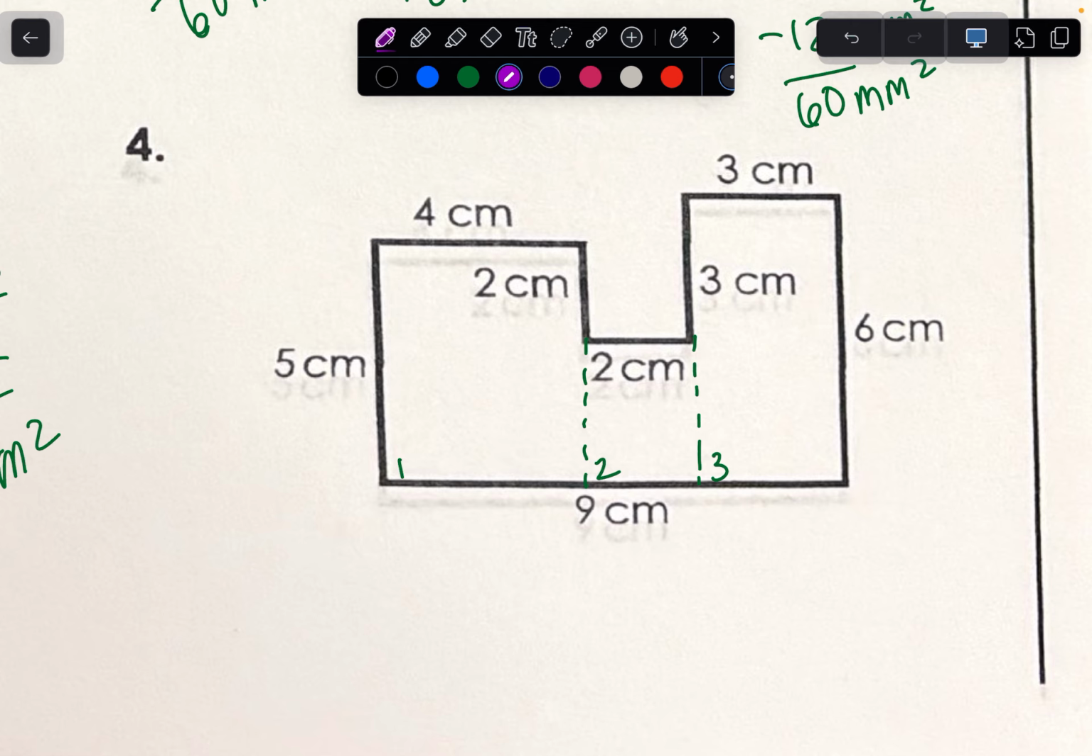So I'm going to break it down like you see on the board. You might have done it different. So keep yours, and then we can check it with mine in a second.